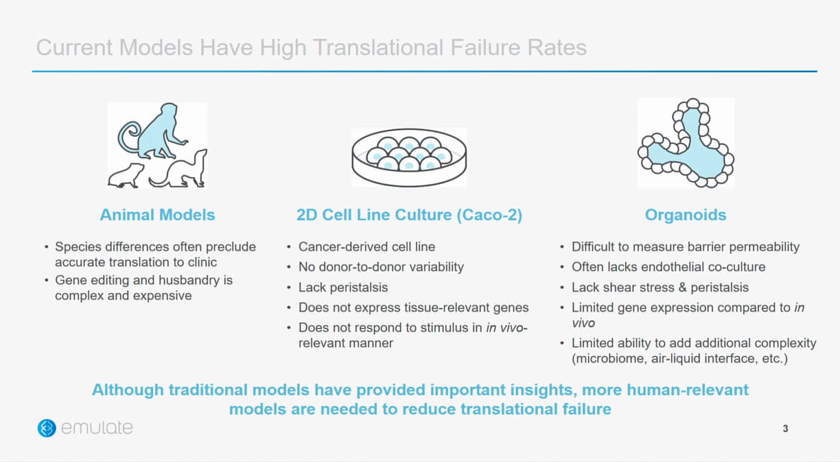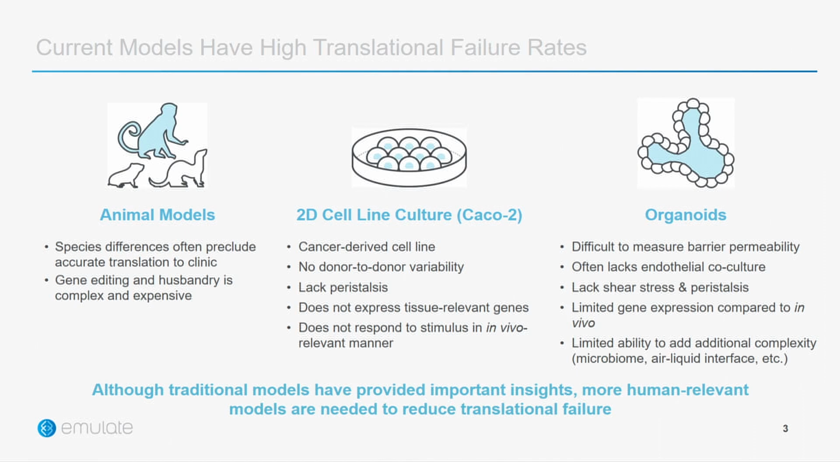So over the years, to complement those models, we came up with more human-relevant models, starting with cancer-derived cell lines, which have extensively been used in drug validation and toxicity studies. However, coming from a cancer tissue, first of all, they carry mutations, and secondly, they do not represent the cellular complexity of the healthy tissue.